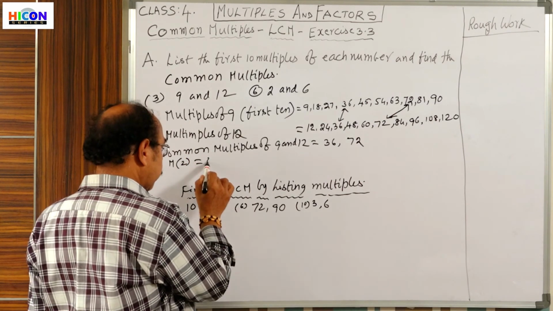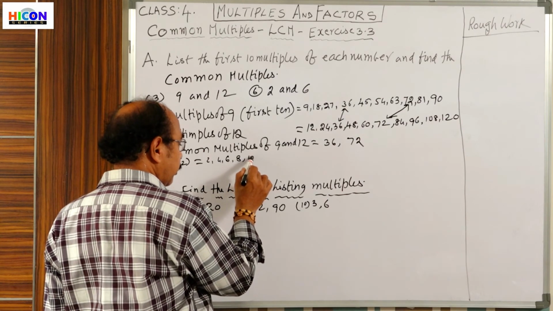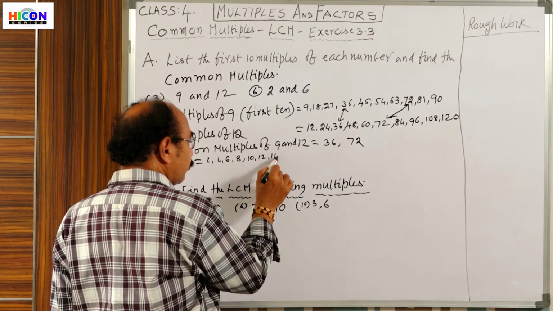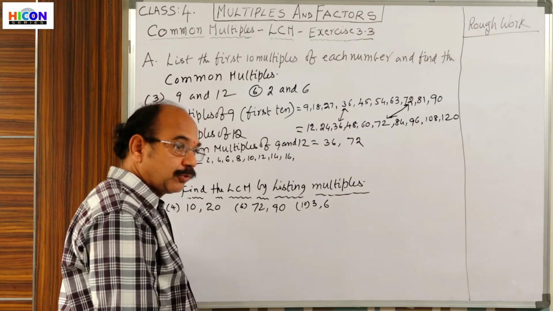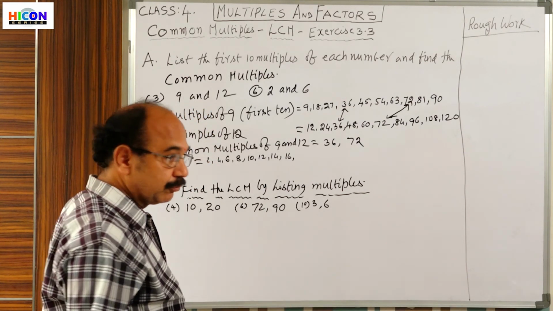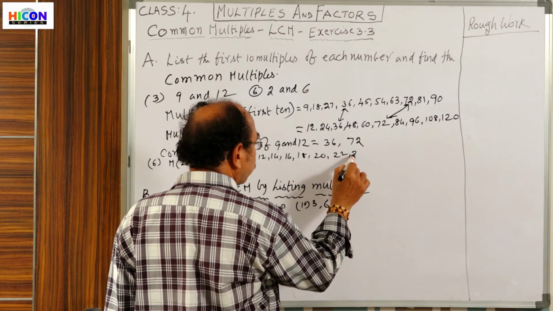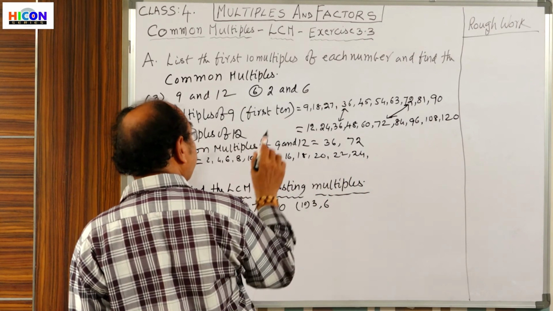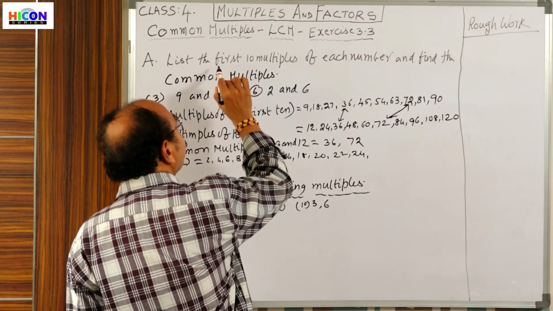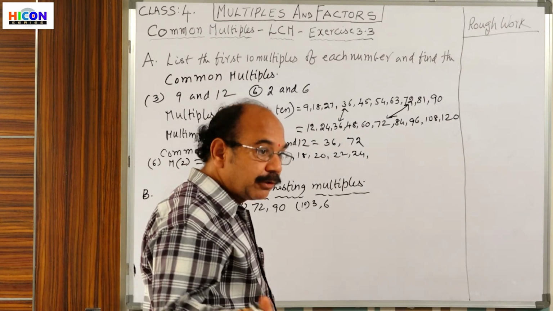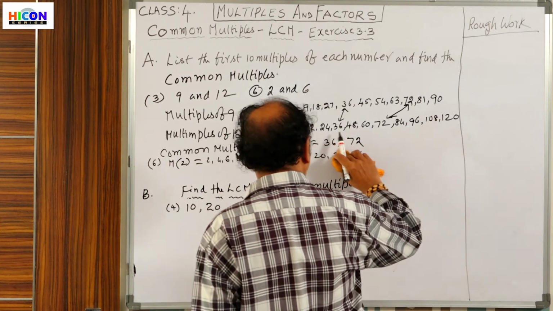So write the 2 table. 2 ones are 2, 2 twos are 4, 2 threes are 6, 2 fours are 8, 2 fives are 10, 2 sixes are 12, 14, 16, just by adding 2 to get the next number. 18, 20, 22, 24. How many? Only 10 are enough. 1, 2, 3, 4, 5, 6, 7, 8, 9, 10. Only the first 10 multiples, so you need not write more. Only 10 were asked.